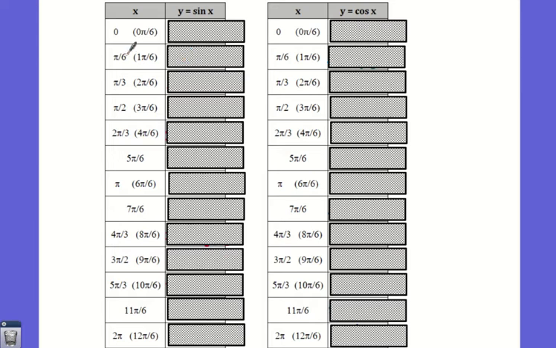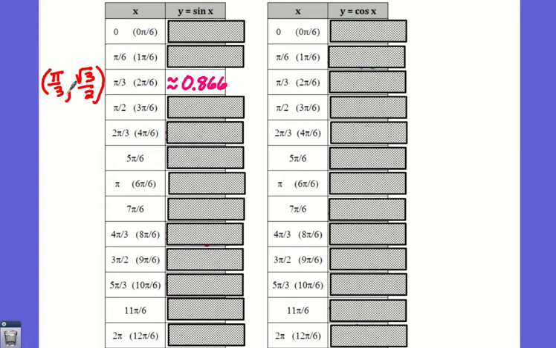But to actually graph these, for example, when you plug in pi over 3 for sine, you might get just root 3 over 2. You don't have to write all these down, but essentially, you're going to have a point of pi over 3, and at least here, I'm going to write it as root 3 over 2.